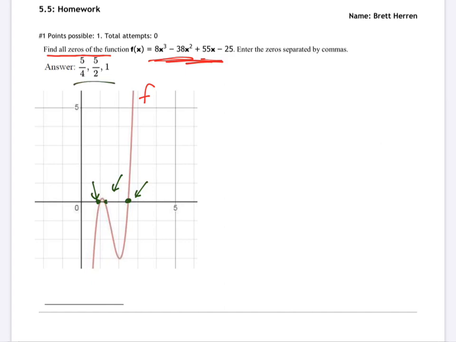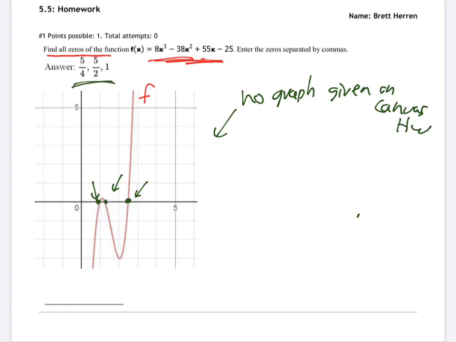But I want you to know, when you do the homework on Canvas, it's not going to give you this graph. No graph given on the Canvas homework. It won't give you the graph, and it won't give you the answers, obviously. So where did I get the graph? I got the graph from Desmos. So here, let me show you.